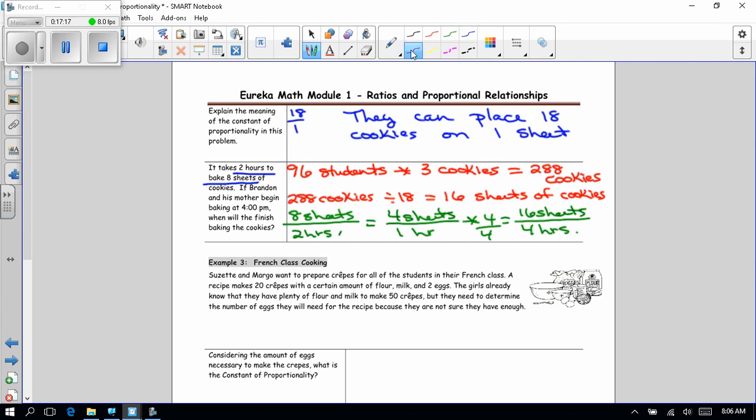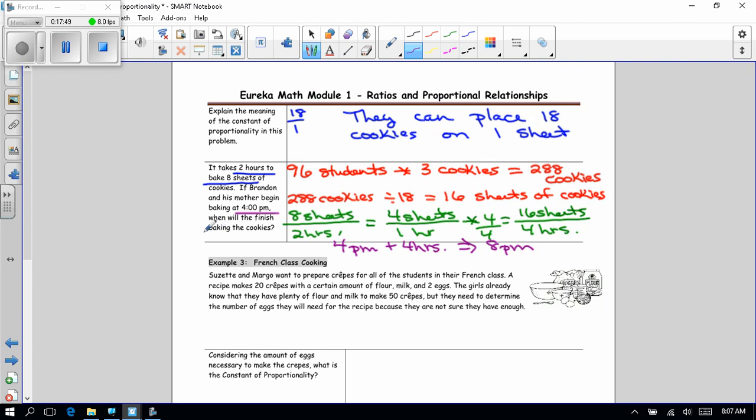They started at what time? They started at 4 o'clock. So if they start at 4 p.m., and you add another 4 hours to that, what time do they finally get done? They get done at 8 p.m. I think Brandon's mom deserves an award for that. Okay, so don't you kids do that to your mom or dad, because, you know, they've worked hard all day and they're tired too. All right, let's take a look at example 3.